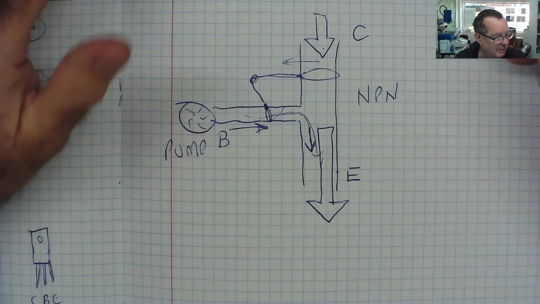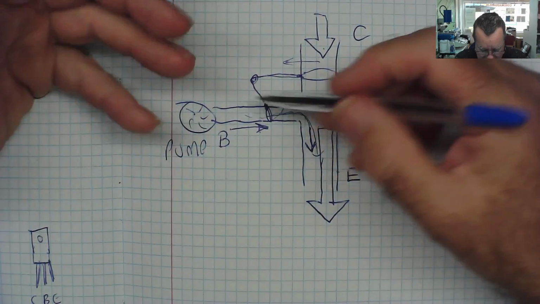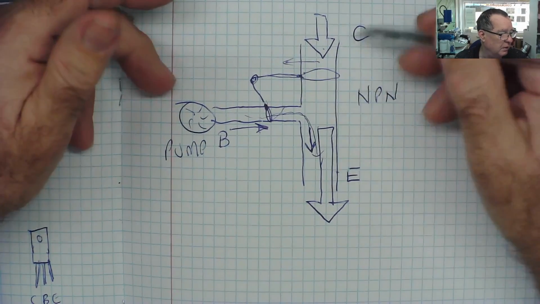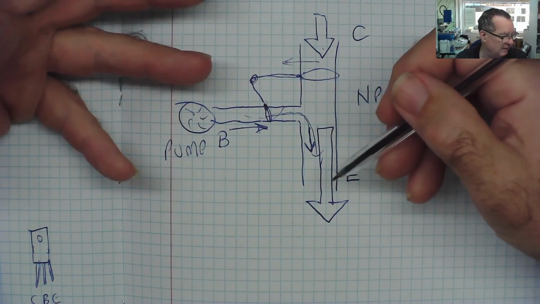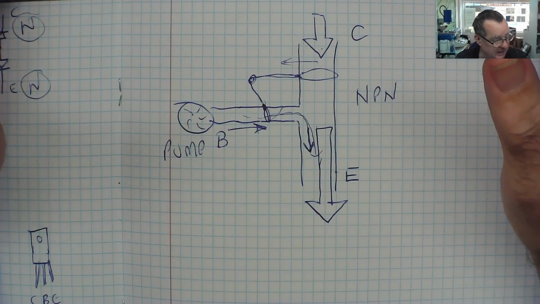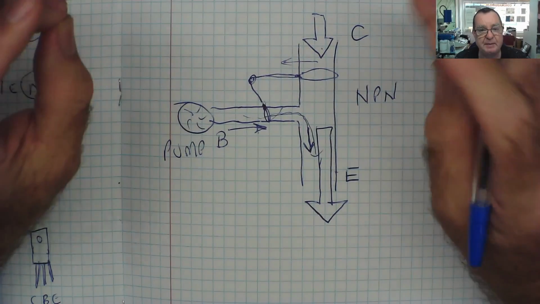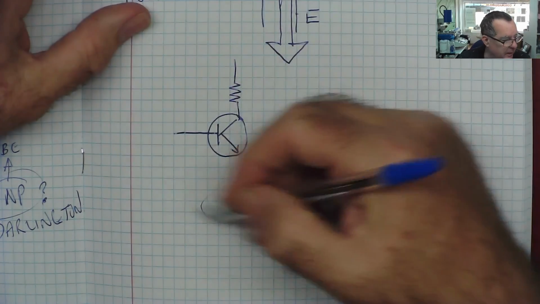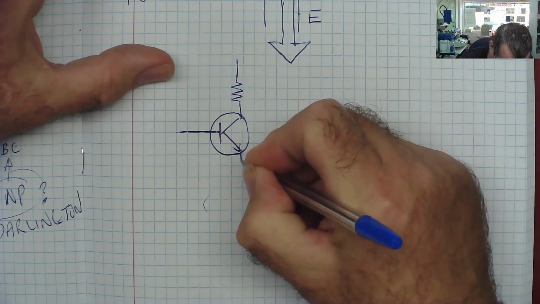I'll show this now electrically. So all we've got to really do now is consider pressure to be voltage and water flow to be electrical current. And then we can consider how a transistor works. So we'll do the NPN first. This is probably the most common way of using a transistor.